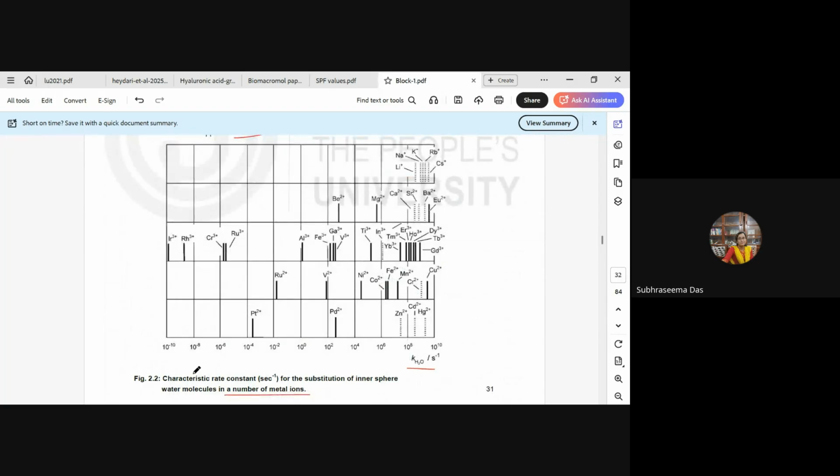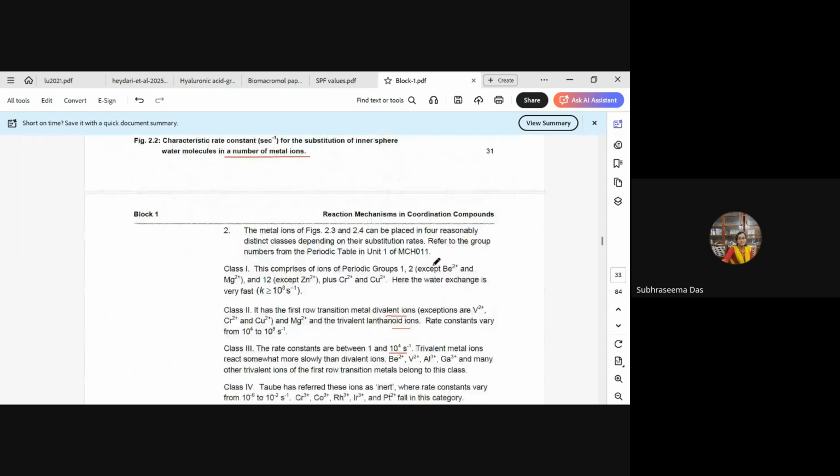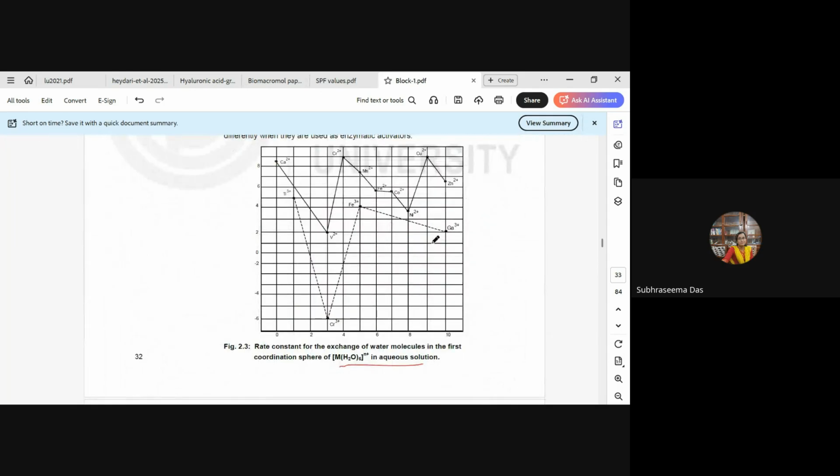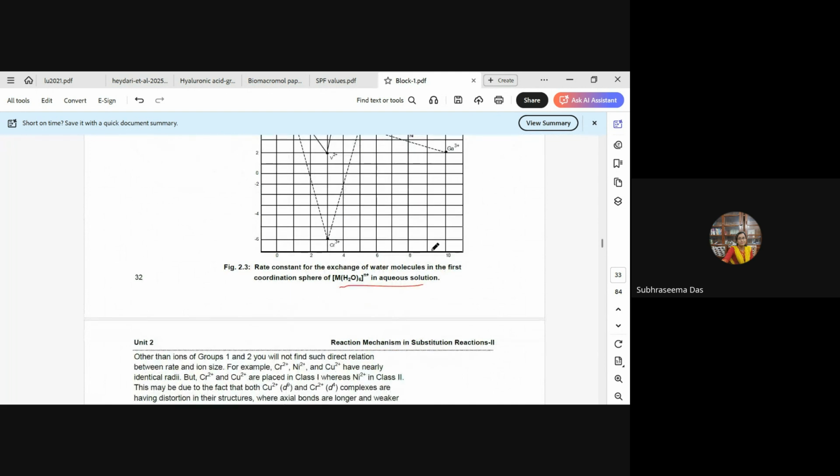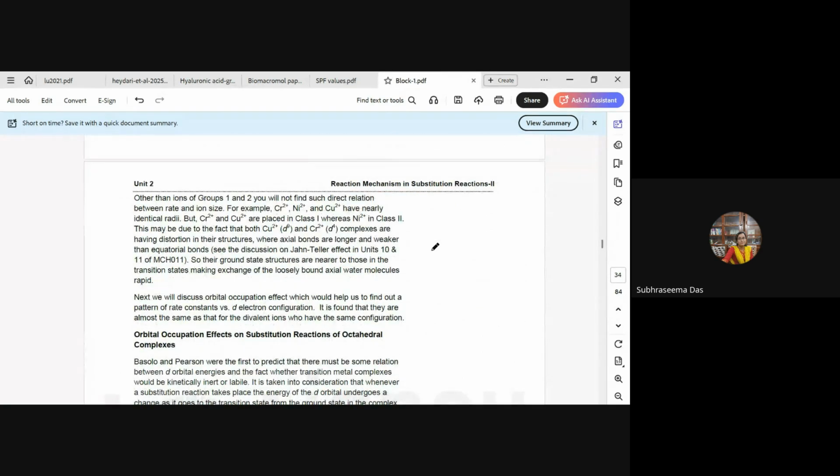Particularly from figure 2.2, we can see here Mg2+ and here calcium. This peculiar behavior explains why magnesium and calcium have been used in different enzyme catalyzed reactions. Other than the ions of group 1 and group 2, such a direct relation between the rate and ion size is not available.